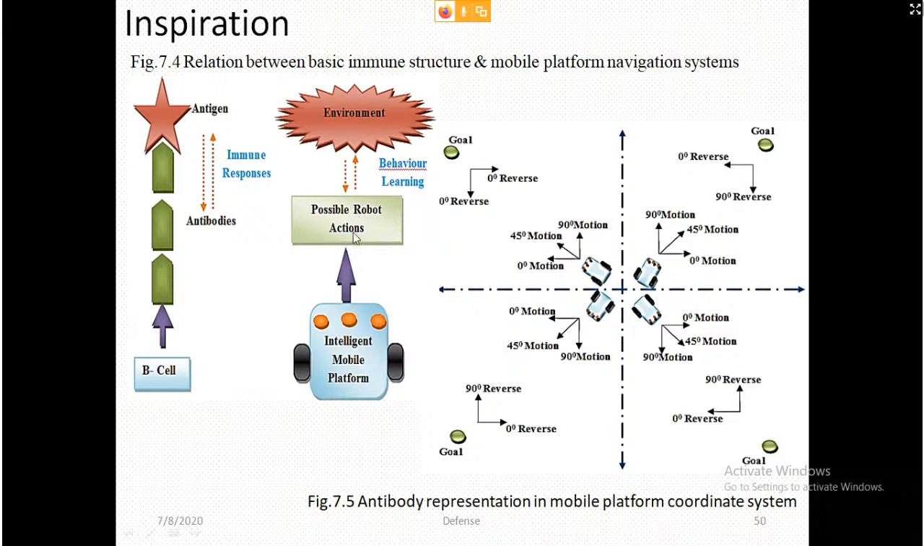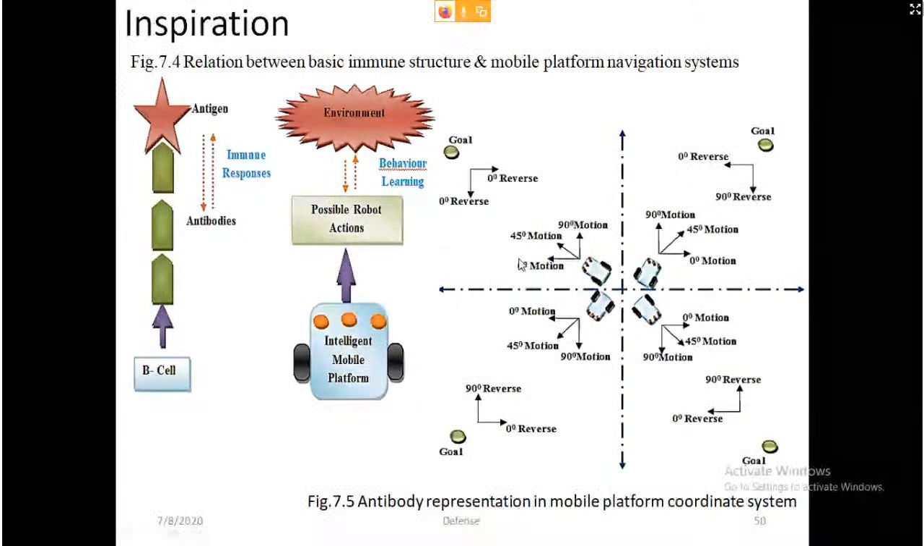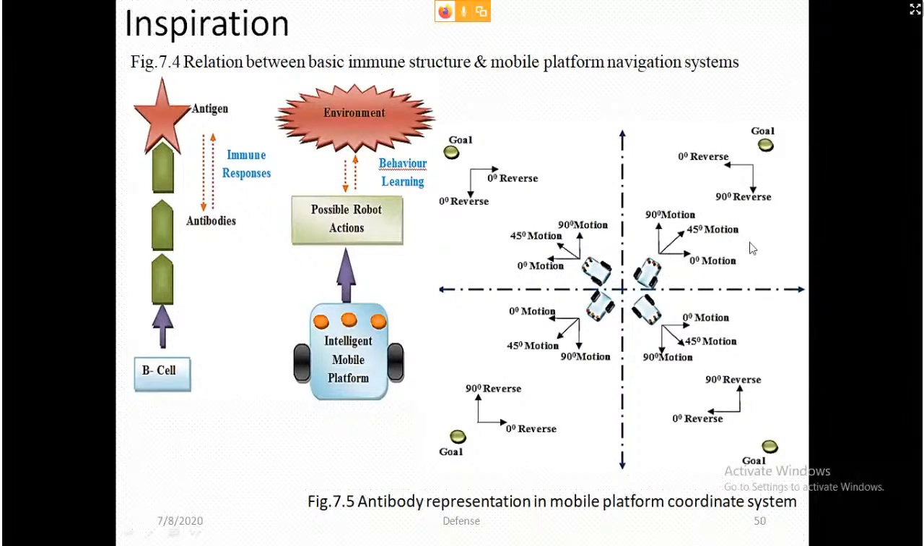What are the possible robotic actions I am considering here? Only 5 robotic actions: 90 degrees motion, 45 degrees motion, 0 degrees motion, and the reverse of 0 degrees and 90 degrees. If the robot is in the first quadrant, it moves with these 5. If it is moving towards the left top corner, the second quadrant, these are the 5 robotic actions. In the third quadrant, these 5 will be the antibodies, and in the fourth quadrant, these 5 will be the robotic actions or antibodies. So there are a total of 5 into 4, 20 possible robotic actions considered here.